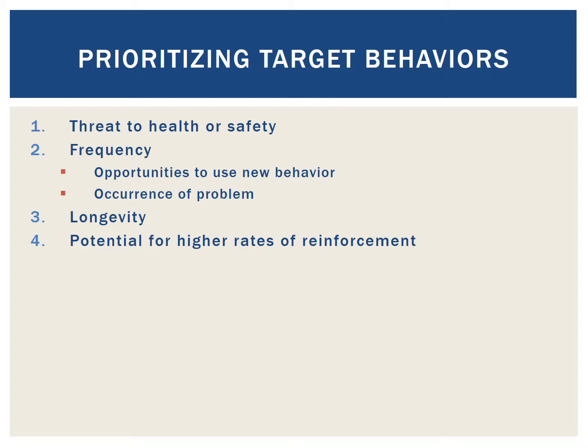Occurrence of a problem. So it may be a problem that is not a threat to the individual, but it happens at such a high rate that it really interferes with learning of that person or other people, or it affects that person's independence. For example, stereotypy is a good example there.